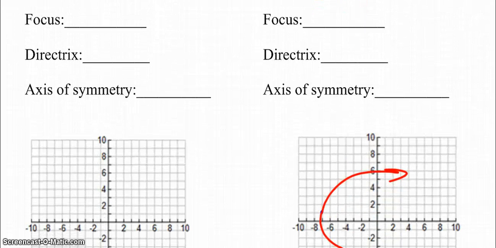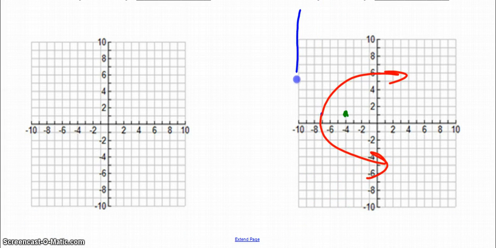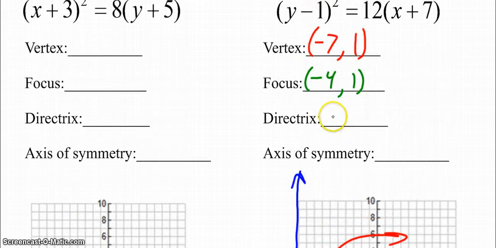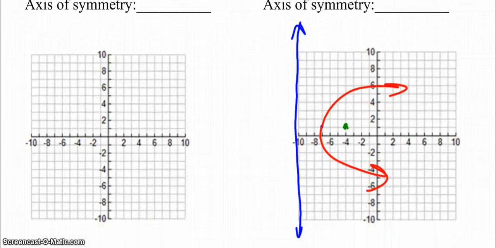So if p is 3, that means that the focus is 3 to the right of the vertex, because the focus is inside of the parabola. So the focus is at the point (-4, 1). And the directrix is going to be 3 to the left. But the directrix is a line, so I'm just going to draw a vertical line here. And that was at x equals -10, because we write the equation of a vertical line. Axis of symmetry is the line that goes through the vertex and the focus.